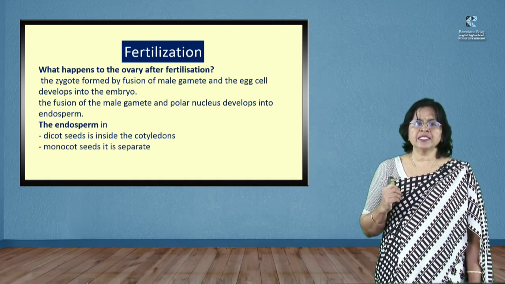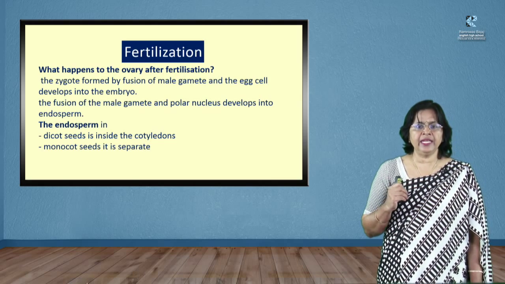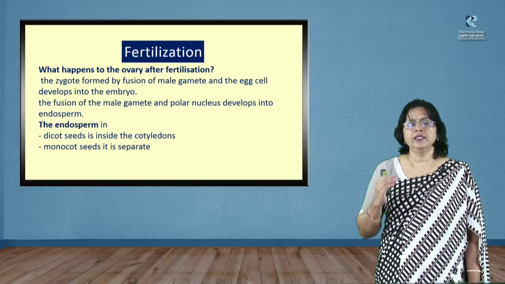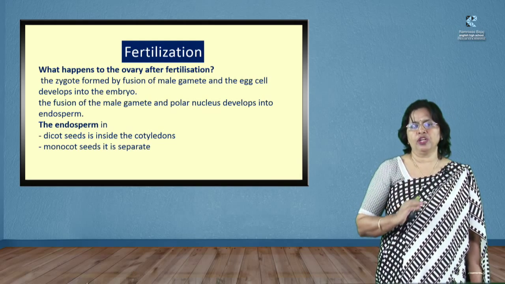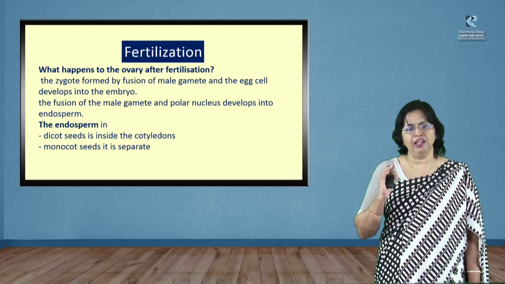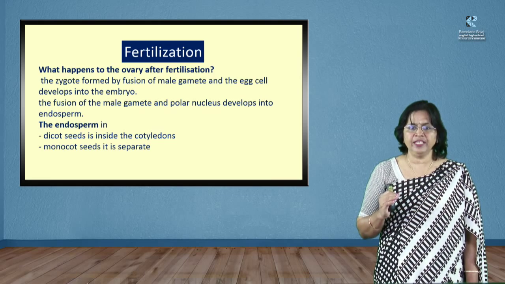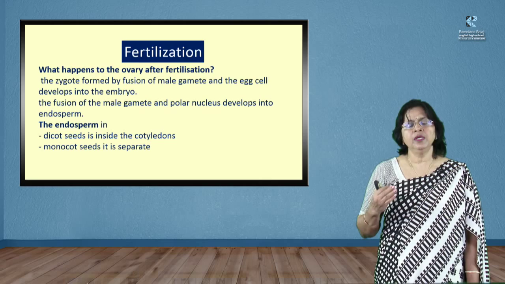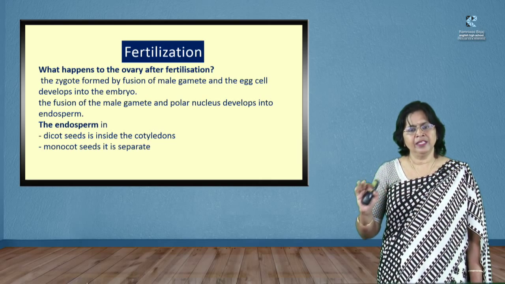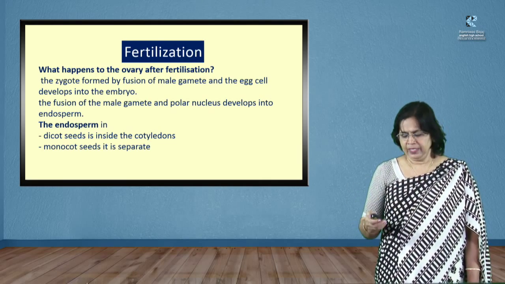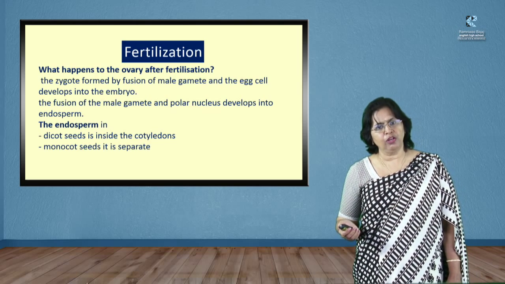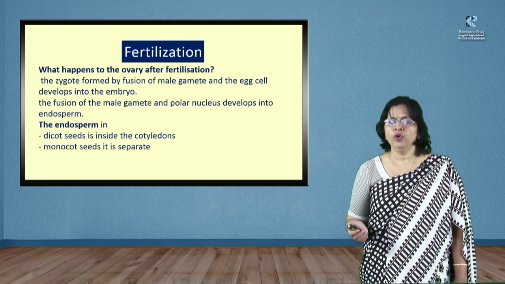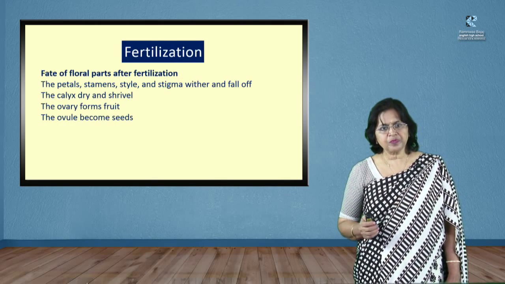A question arises in our mind because we haven't seen an endosperm separately in a dicot seed. In a dicot seed, the endosperm fuses into the cotyledon, and therefore the cotyledons are large. Whereas in a monocot seed, we have seen in a grain like maize, the endosperm is separate and remains intact without getting fused into the cotyledons. But endosperm is present as food for the growing embryo in both the seeds.